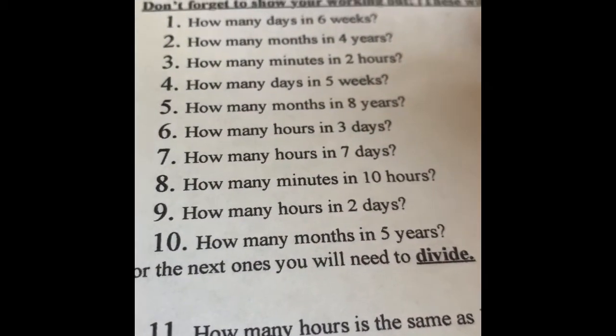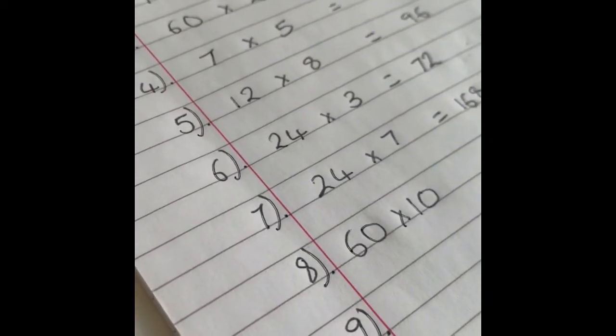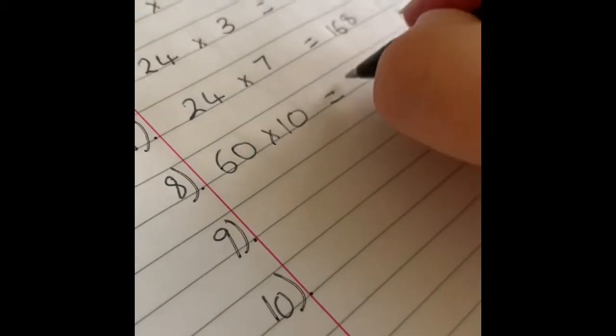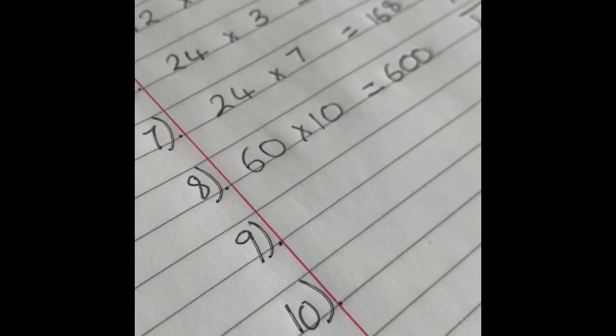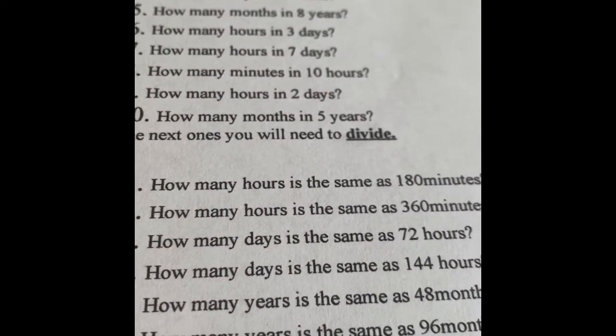So 60 minutes in 1 hour. So my number sentence is going to be 60 times by 10, which is really nice and easy. I should just be able to use my place value facts for this. If I multiply it by 10, it moves one space to the left because it's getting bigger. And I need to put my placeholder behind it. So I've got 600, like that, 600. Number 9, how many hours in 2 days?